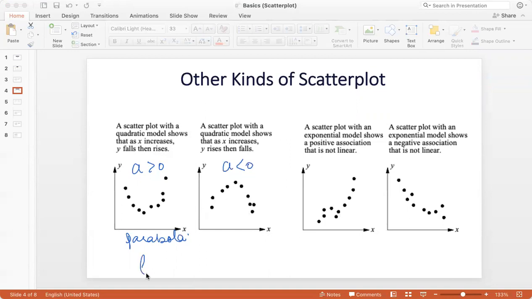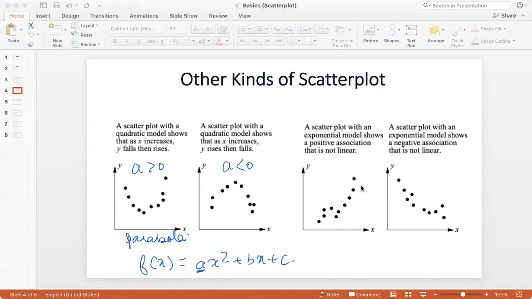The leading coefficient is, when I write the equation of the parabola as ax squared plus bx plus c, this a is the leading coefficient. When it's positive, the parabola opens upward. When it's negative, the parabola opens downward.